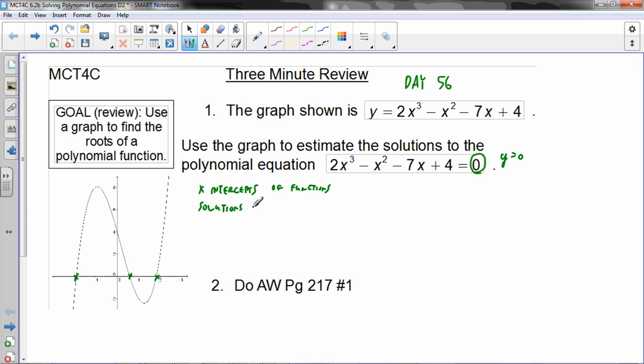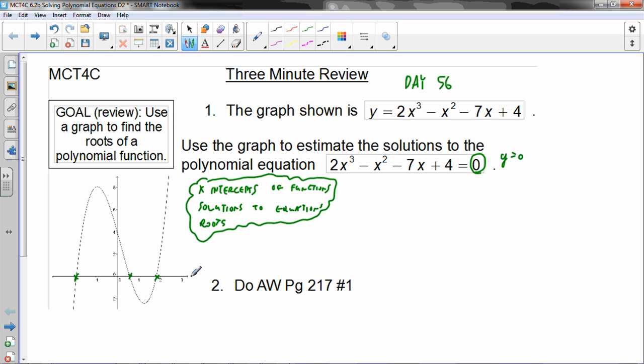x-intercepts of functions, solutions to equations, and we'll also call them roots. We also think of roots as the solution to an equation or x-intercepts of functions. We all use these kind of interchangeably, even though it's more accurate to list them in these contexts. X-intercepts is a function, solution is an equation, and we usually think of roots of equations as well, although we think of them as x-intercepts as well.